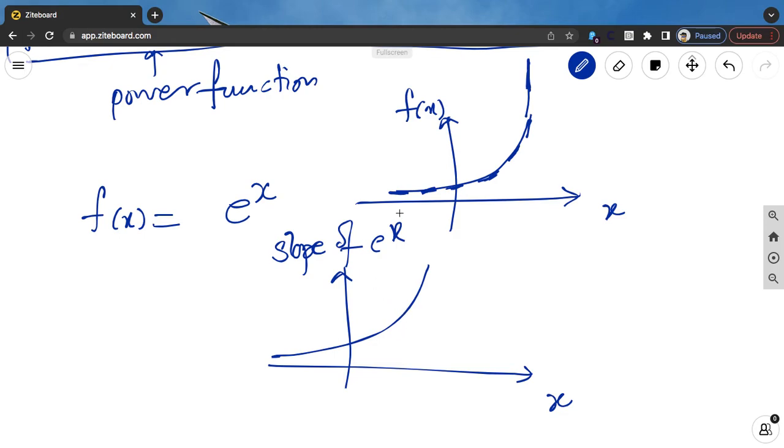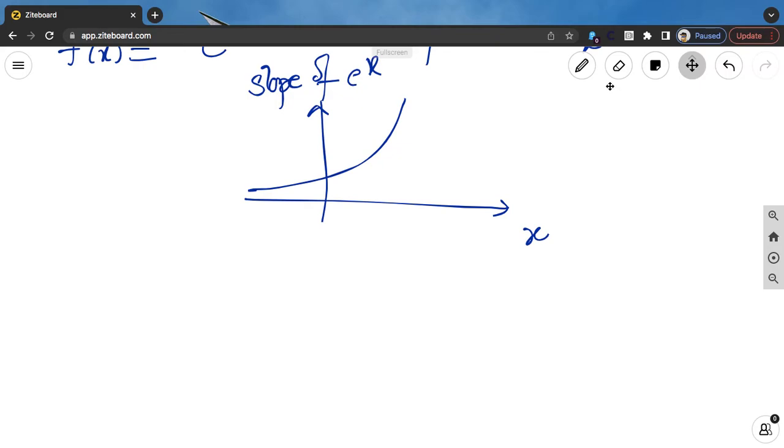So the slope of e raised to x also looks like e raised to x. Does that mean that the derivative of e raised to x is e raised to x? Let me check. So I'll use first principle to verify. Visually, that's what I feel.